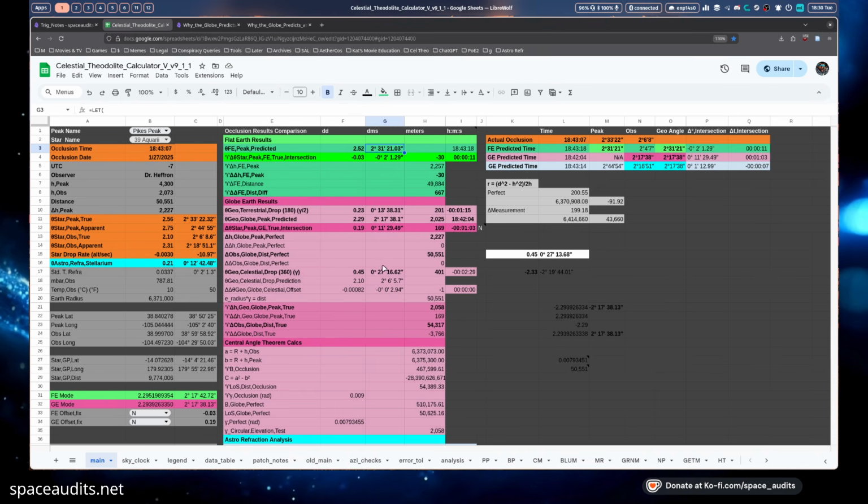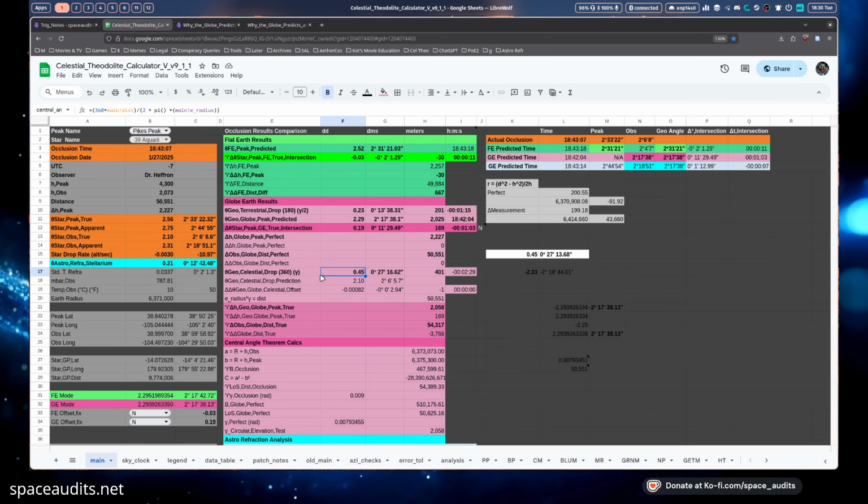And that would only be possible if the Earth was flat, because the intersection would have already occurred on the globe and they wouldn't have the full central angle. It wouldn't be able to fully drop. So if you take the star's true position at the peak and subtract that from the observer's true position, referencing their coordinate system internally, you get this number right here, which is 0.45 decimal degrees, which converts into 27 arc minutes, the full central angle drop.